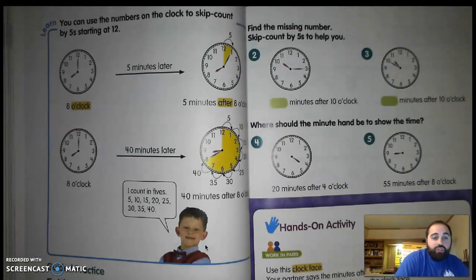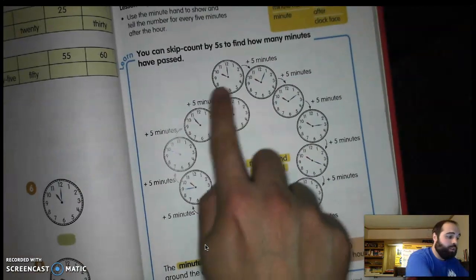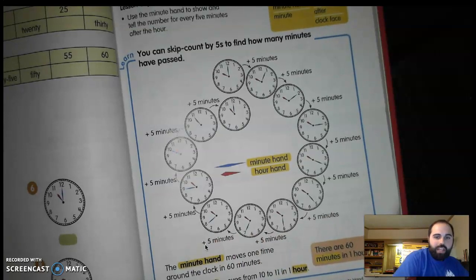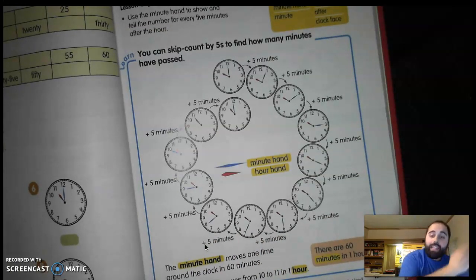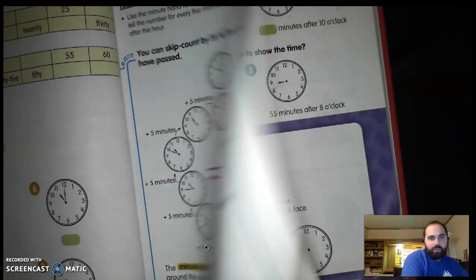So we just reviewed, this is the page before now. We just reviewed going around the whole clock. Each hour that minute hand is jumping to is an additional 5 minutes. And that's how we count our way around the clock to know how many minutes that minute hand is at. So this is exactly what I just did. I'm not going to go through it again.